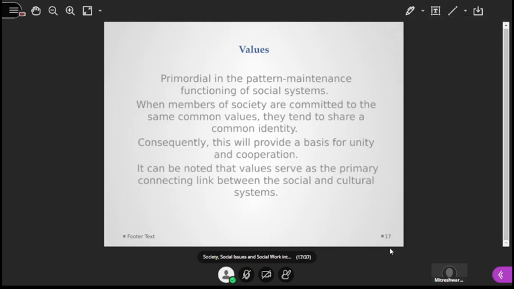Alors, c'est quoi values? Values are primordial in the pattern maintenance functioning of social system. When members of society are committed to the same common values, they tend to share a common identity. Consequently, this will provide a basis of unity and cooperation. It can be noted that values serve as the primary connecting link between the social and cultural system.